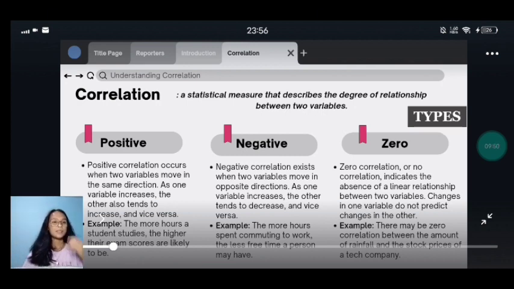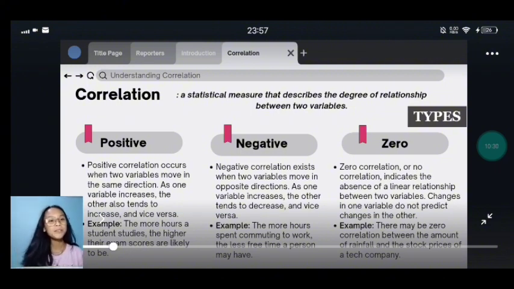The third type is the zero correlation or no correlation at all. It indicates the absence of a linear relationship between two variables. Changes in one variable do not predict changes in the other. So, the meaning of this is that wala gid sila connection at all. Example, diba, two variables, independent and dependent. If naay changes, example, if may increase ba siya or may decrease, ang independent variable, dili na siya maka-affect sa second variable, which is the dependent variable. Di sila maka-affect sa usag-usa. Wala sila connection, wala sila nothing.